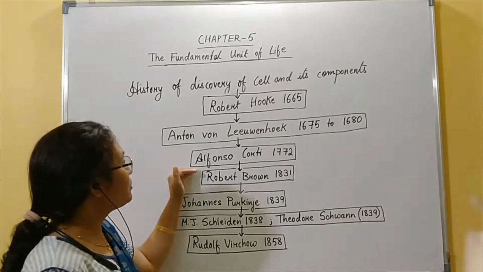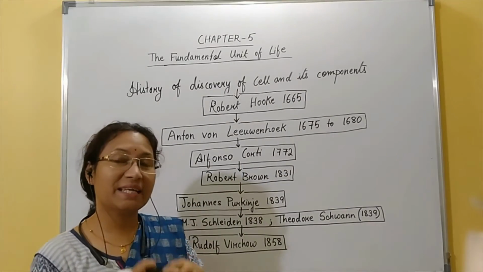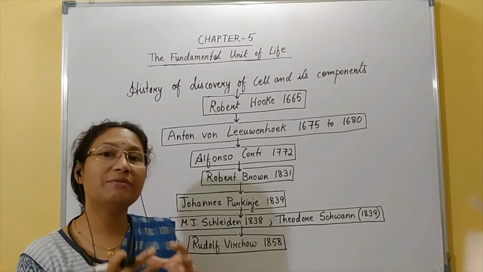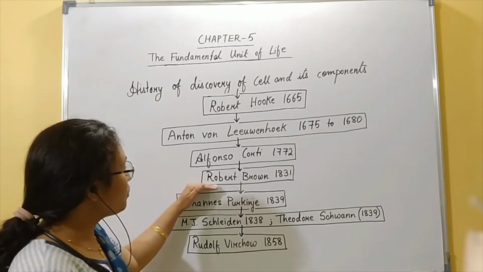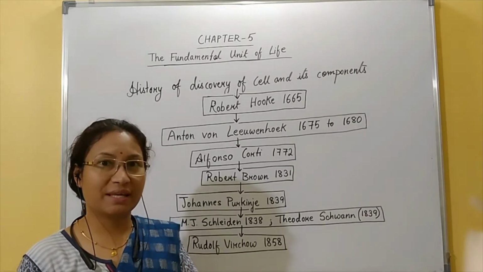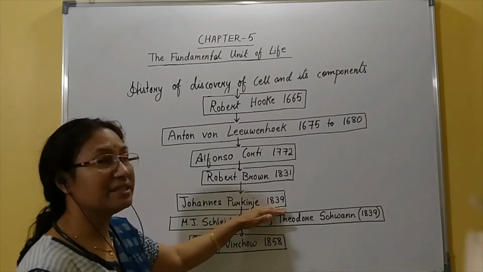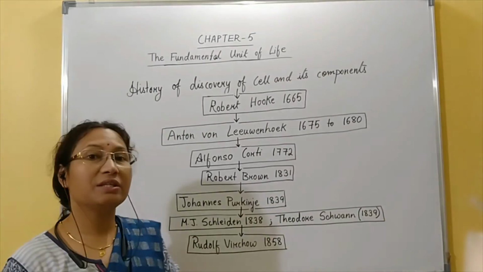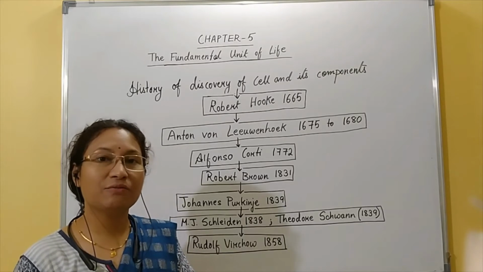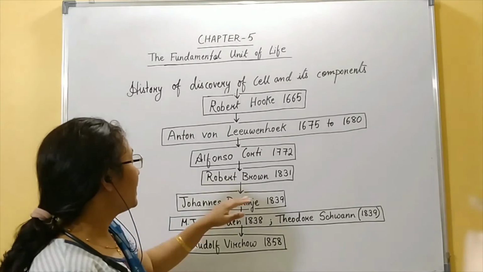And next it was Alfonso Corti in 1772. He said that inside the compartment of the cell he could observe some living materials. Then Robert Brown in 1831 discovered the nucleus inside the cell. Then it was Johannes Purkinje in 1839 who discovered the protoplasm. That was a living material, living substance in which all the other components, including the nucleus, was present.